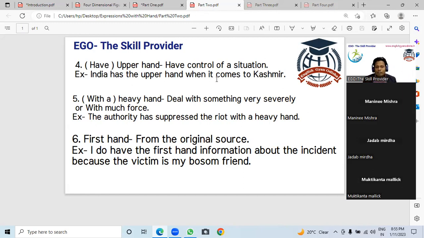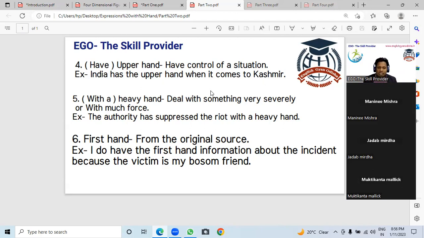India has the upper hand when it comes to Kashmir. You know that India and Pakistan are at loggerheads, in constant problems, taking Kashmir into account. And because we have had constant control over Kashmir for the last 60 years, whenever it comes to any negotiation or war, anything like that, India has always an upper hand. Ultimately India is going to win. So that is something called have an upper hand.